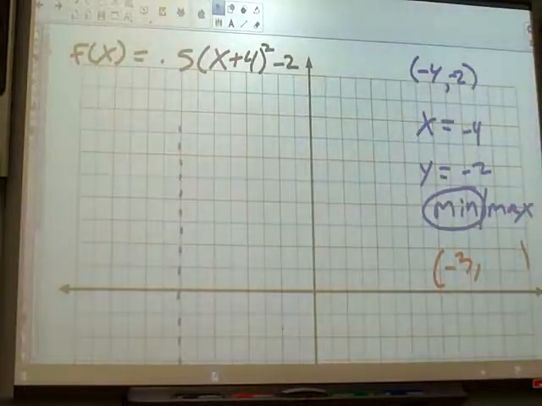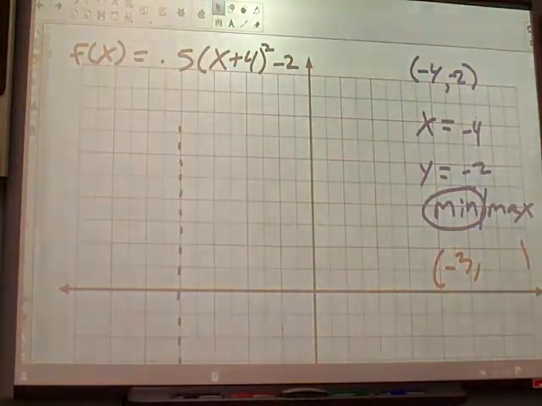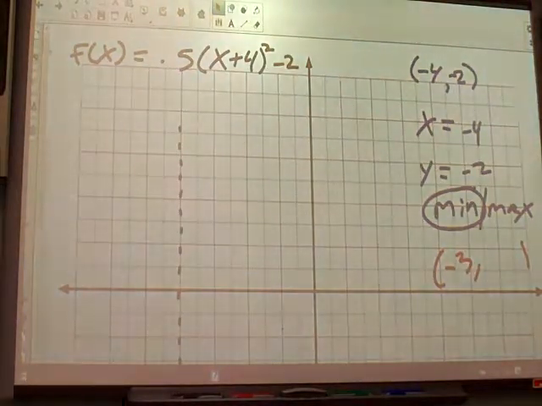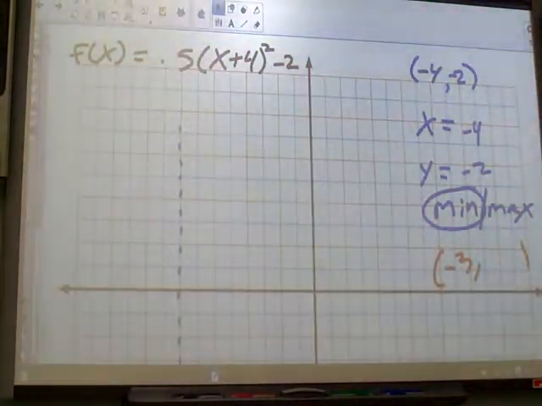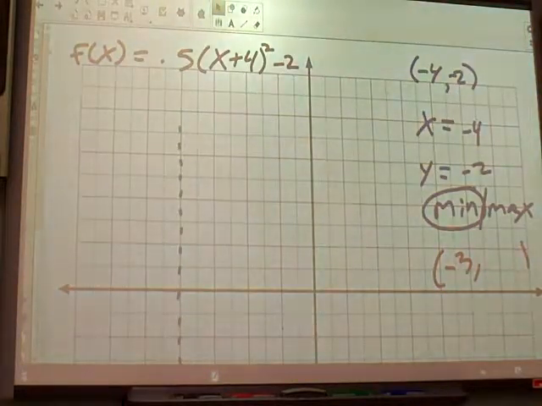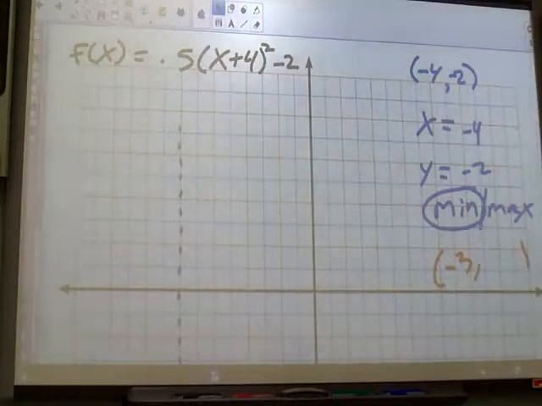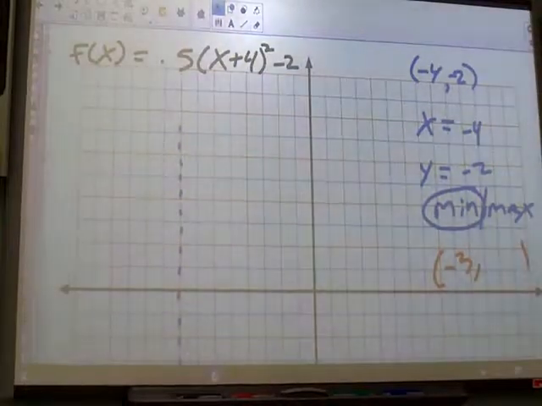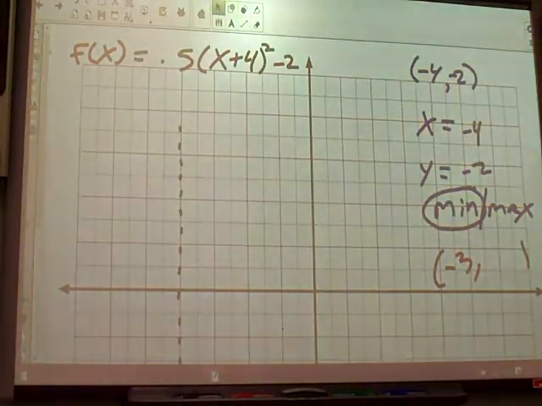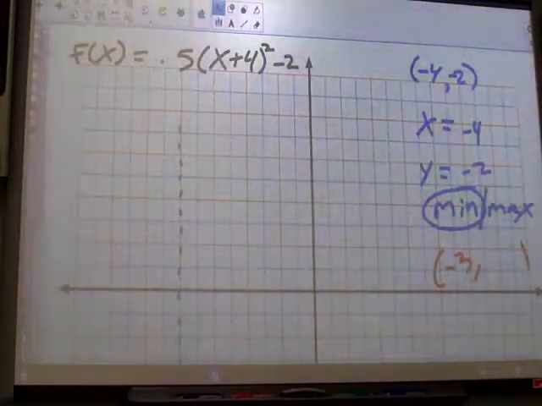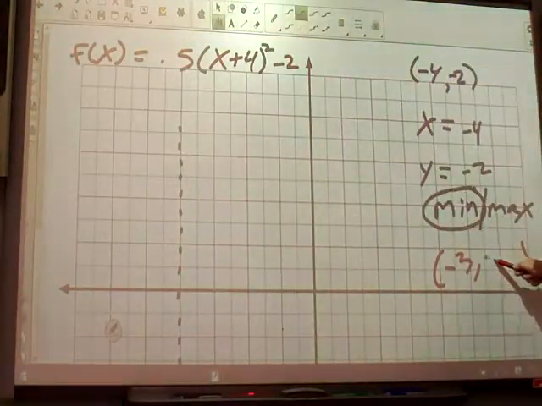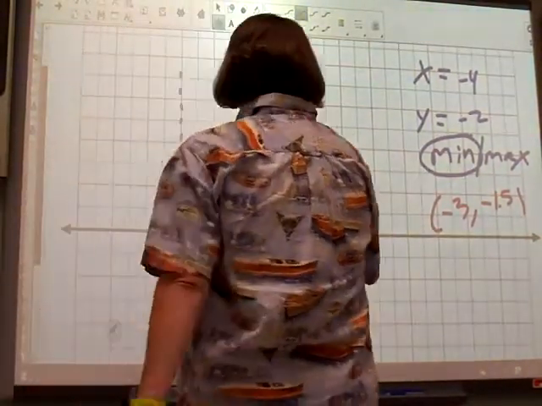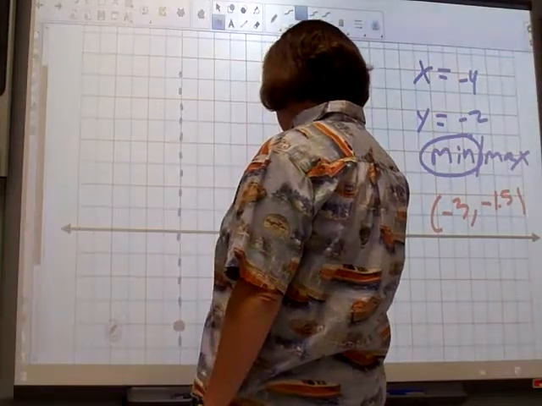Got 0.5 times (-3 plus 4) squared minus 2. Alright, so I'm going to have a fraction here to deal with, I see, but that's okay. -3 plus 4 is 1. 1 squared is 1. A half times 1 is a half. And then a half minus 2 is -1.5. Okay, so I've got to go left 3 and down 1.5. So 1, 2, 3, 1.5.